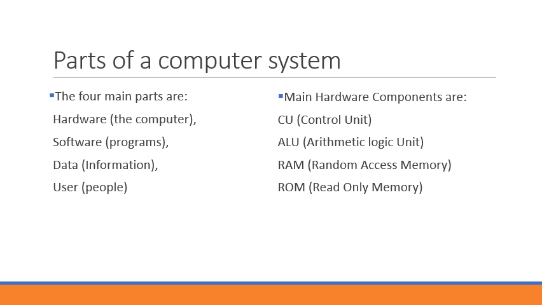Now, parts of a computer system. Any computer system comprises the following 4 parts. Hardware. Hardware refers to the physical elements of a computer. This is also sometimes called the machinery or the equipment of the computer. Examples of hardware in a computer are the keyboard, the monitor, the mouse, and the central processing unit.